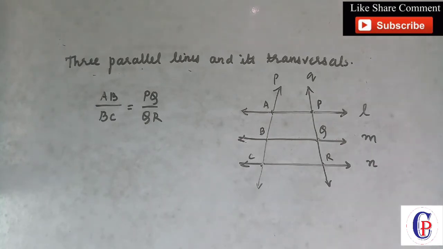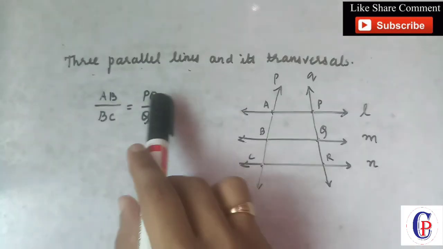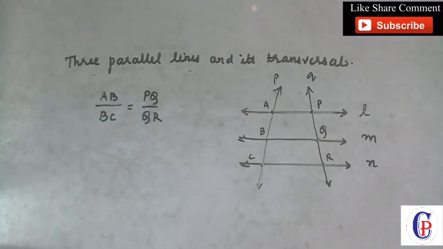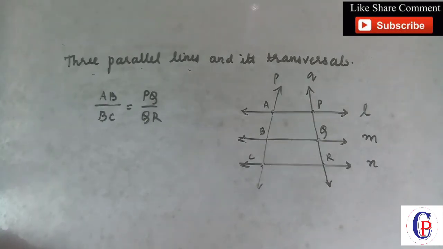So this is the property of three parallel lines and their transversals. There is nothing difficult in Maths 2, you only need to observe the diagram and immediately think of the answer. Once you get this, any further calculation is easy. There are no big multiplications and no square roots. Very basic operations will be there, maybe of 5th standard level.